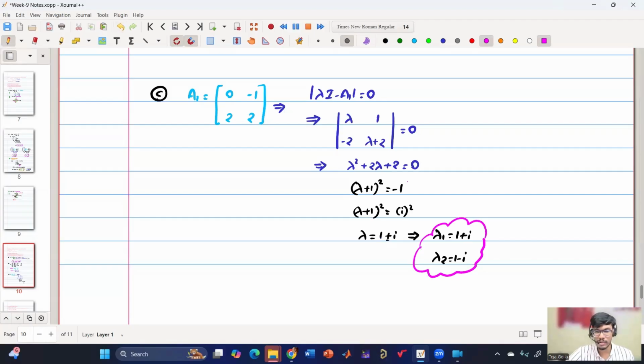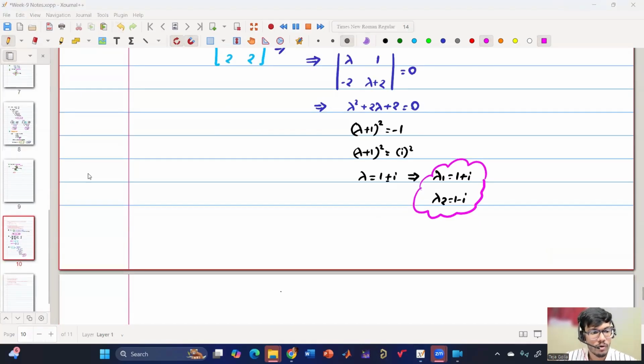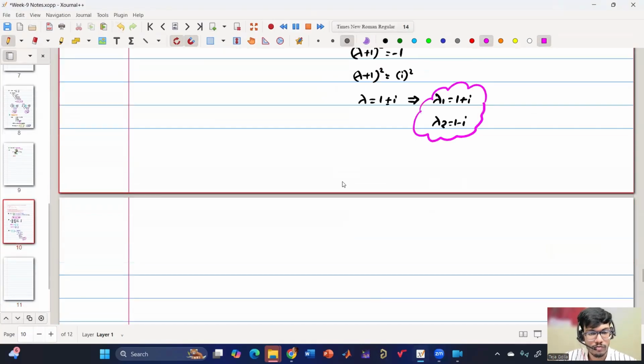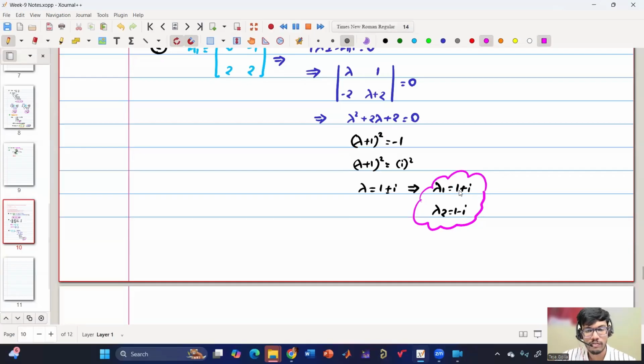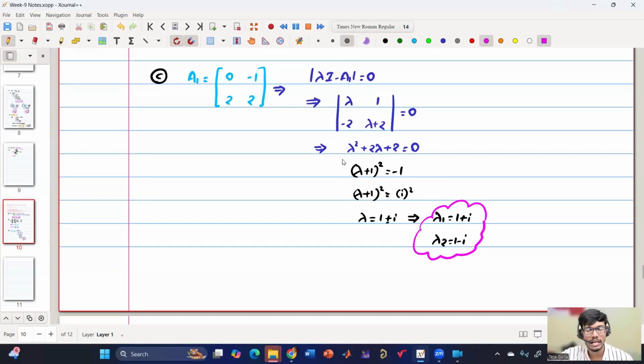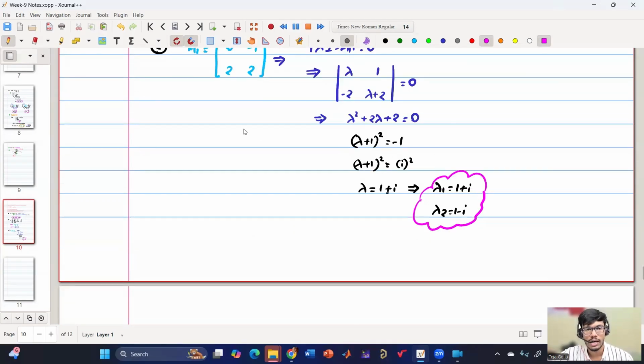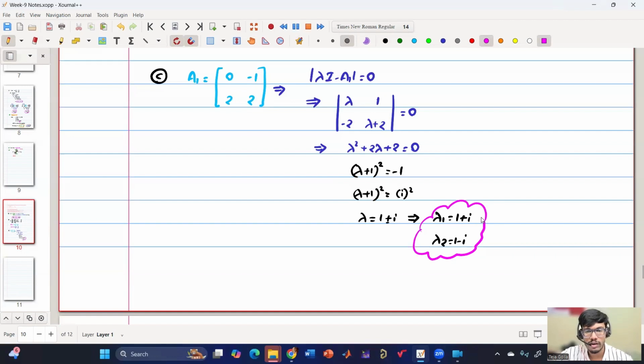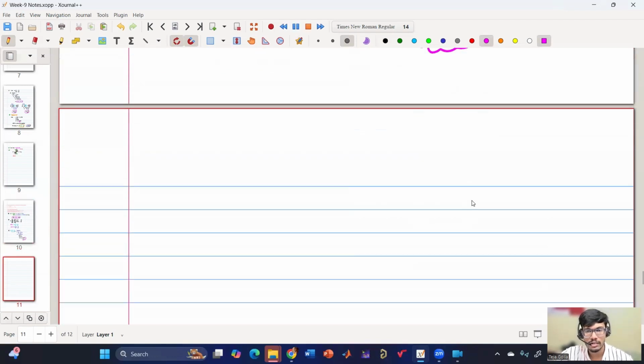How we are getting the eigenvalues, 1 plus i as well as 1 minus i. Okay. So now we are going to calculate the eigenvectors for each of them. Basically we had two matrices, one for each equilibrium point. For each matrix we have two eigenvalues, and for each eigenvalue we'll calculate the eigenvector.